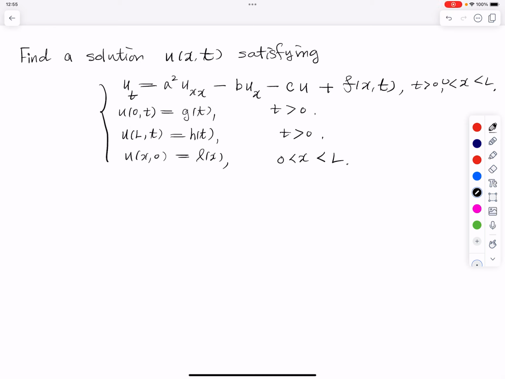Hello everyone. In this lecture, we are going to study the following differential equations. In this case, from the previous equation, we had two more terms here. Physically, the Cu term, this term, is a reaction term.